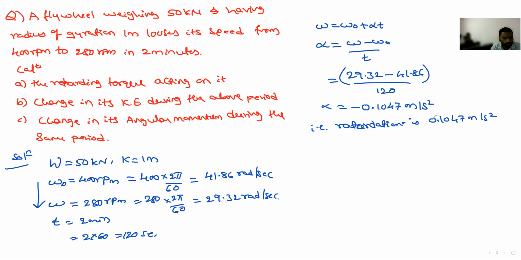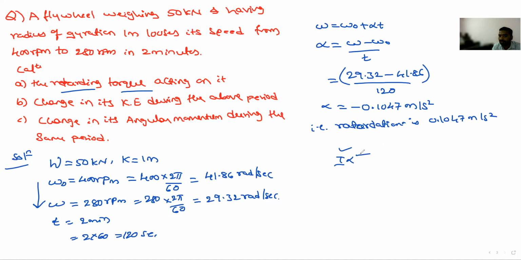Then weight of flywheel is given, 50,000 Newton. So what do we have to determine? Okay, still I have not determined the first one. Retarding torque I have not determined. What is retarding torque? I times alpha. Correct? Do you know the value of alpha?